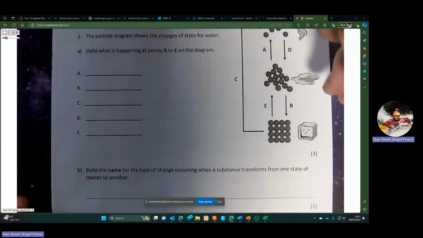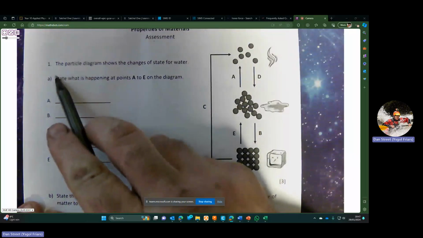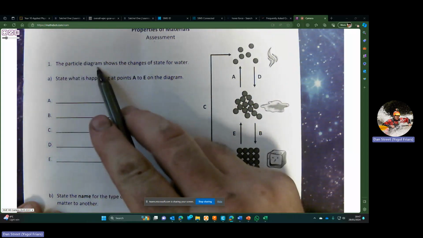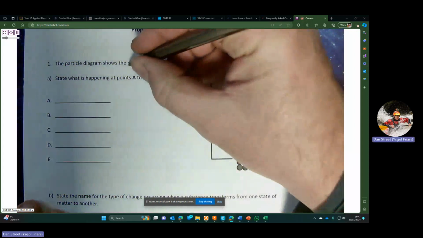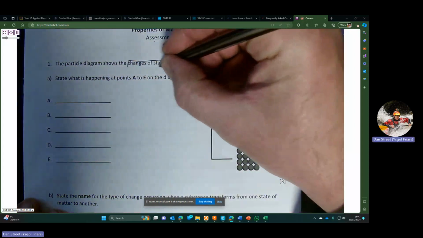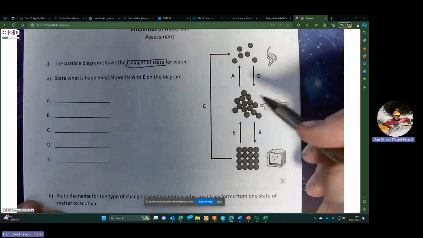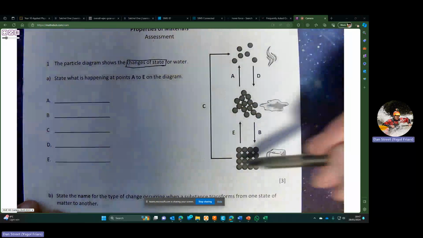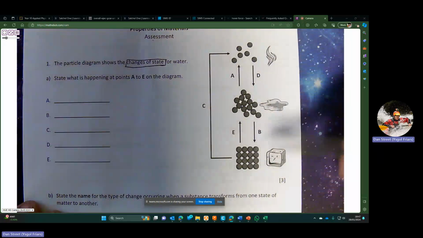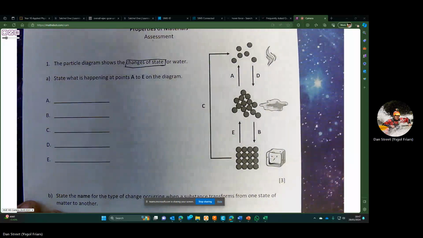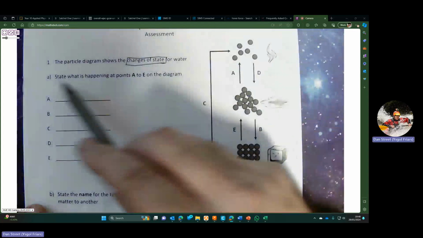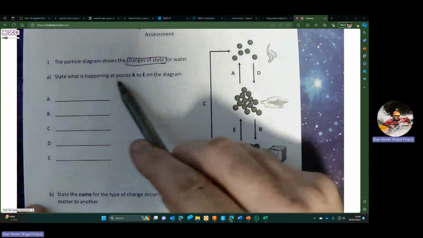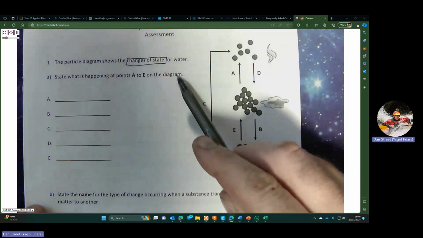Okay, so here is question number 1. Now, question number 1 says the particle diagram shows the change of state for water. Okay, so changes of state is a key phrase there. And on the side here, we've got the particle diagram. So I think most people recognized the particle diagram for solid and liquid and water. The question says, state what is happening at points A to E in the diagram.